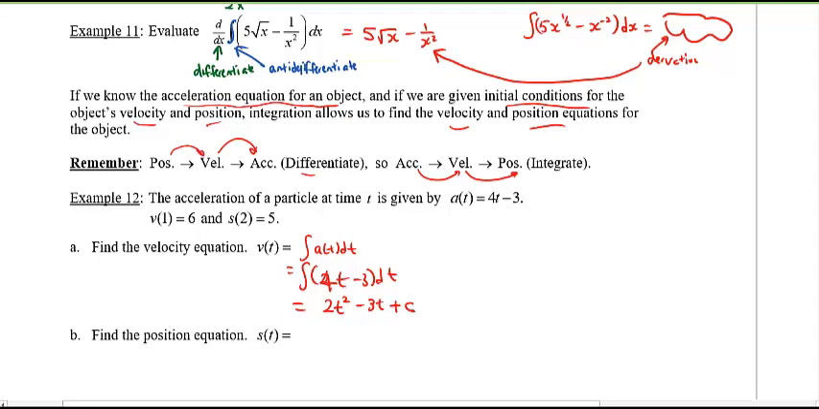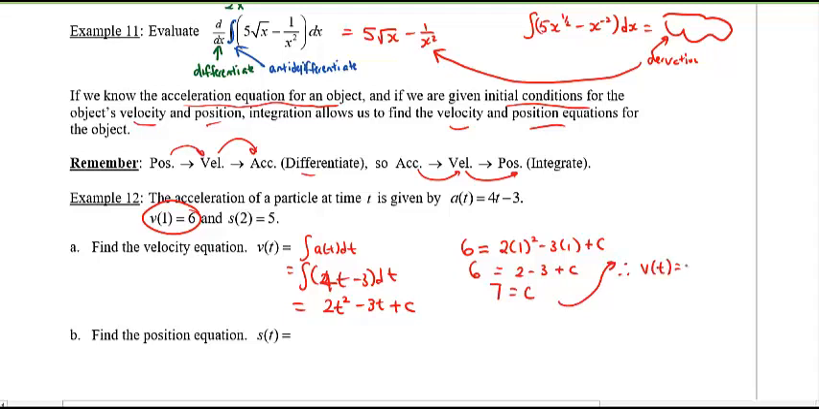But wait, we have an initial condition, so we should be able to solve for c. The velocity is equal to 6 when the time is equal to 1. And doing this, we see 6 equals 2 minus 3 plus c. c must equal 7. And so therefore, we now know the velocity equation is 2t squared minus 3t plus 7.